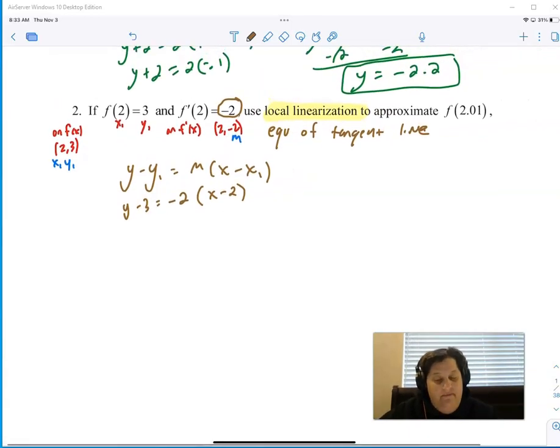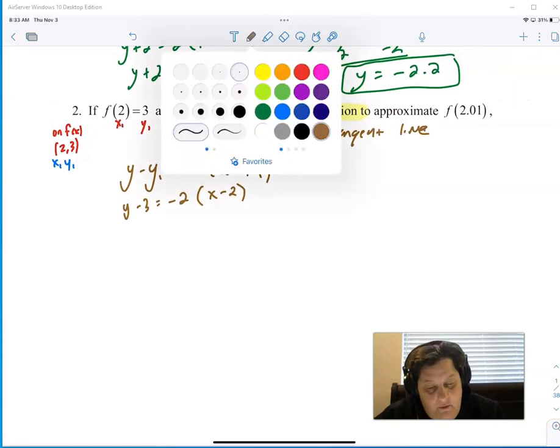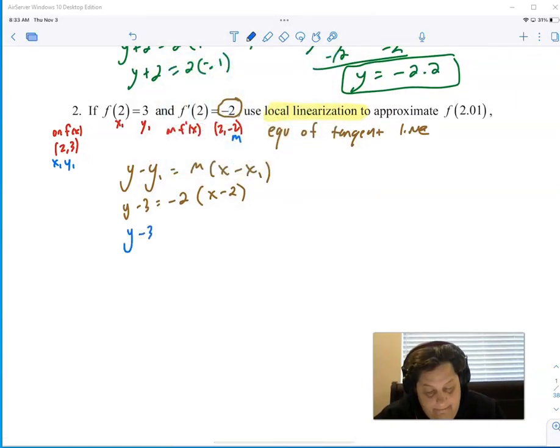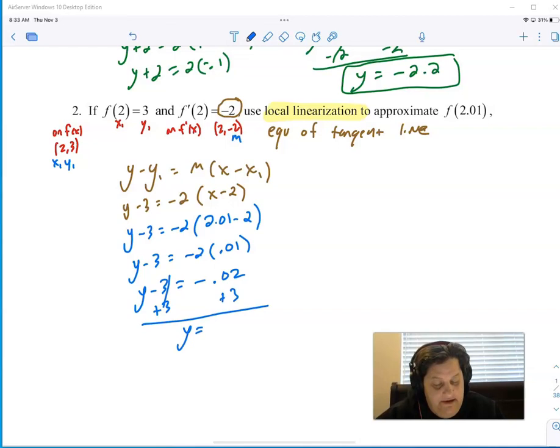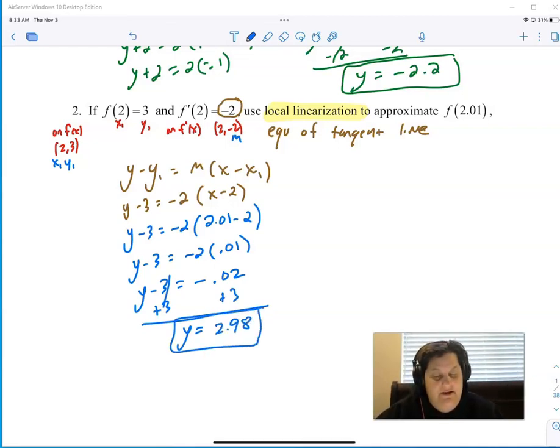Now, if I'm trying to approximate 2.01, then 2.01 minus 2 is 0.01. Negative 2 times 0.01 is negative 0.02. And when I add the 3 over, I get 2.98. So that's my linear approximation. Just tangent line and then plugging in a point.